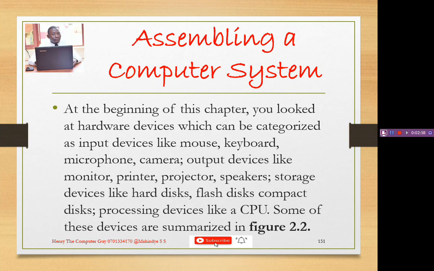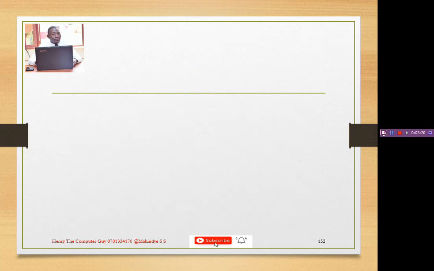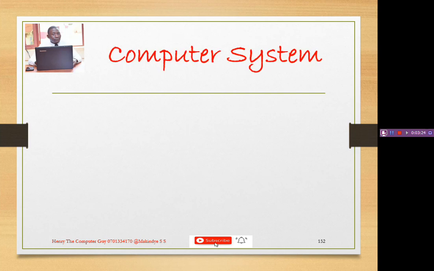Then we talked about the processing hardware. These help us to convert data to something that has meaning, let's say information. An example is the CPU, which is the central processing unit. They are telling us that some of these devices are summarized in our figure 2.2. We are going to see that figure 2.2 yet. We continue, but before we talk about figure 2.2, let's first talk about what we call a computer system.